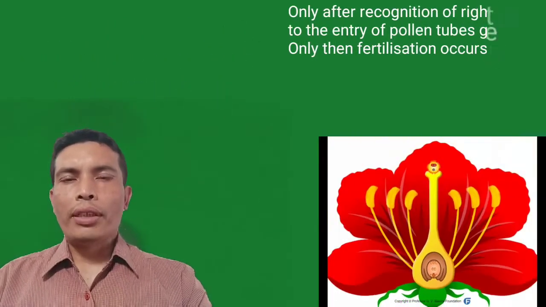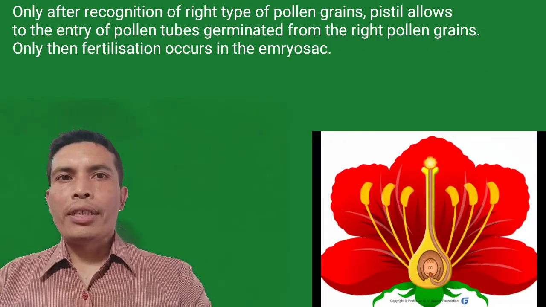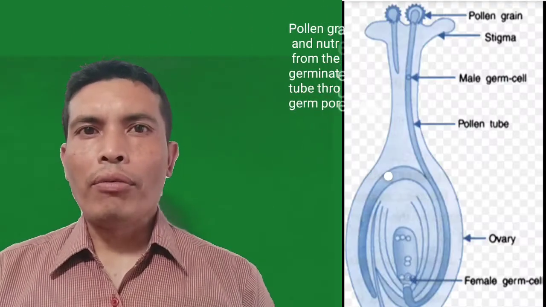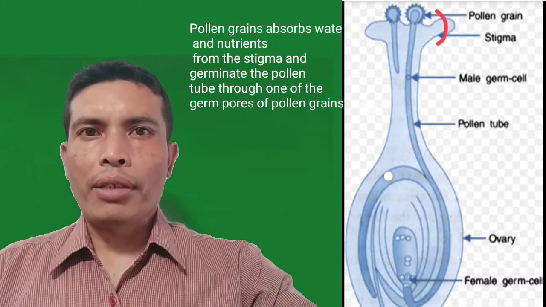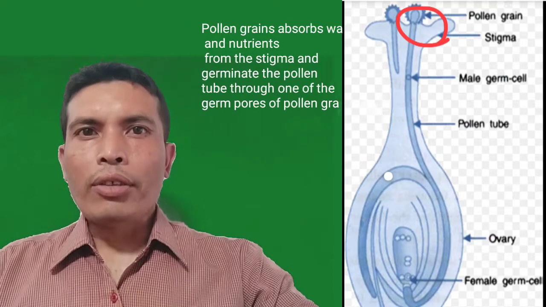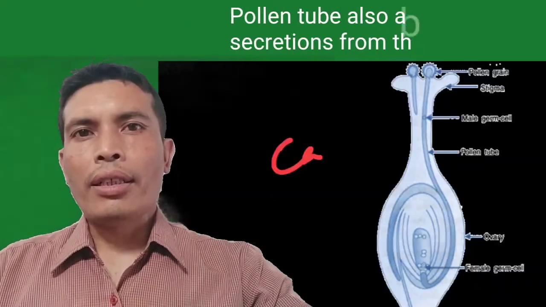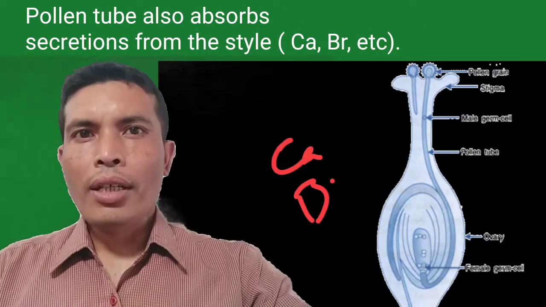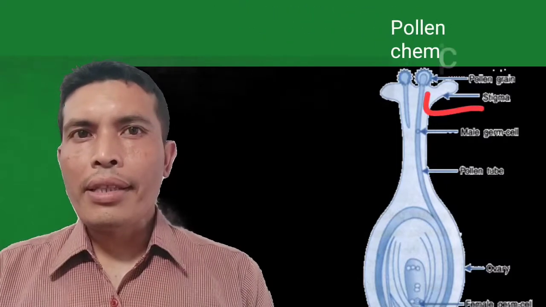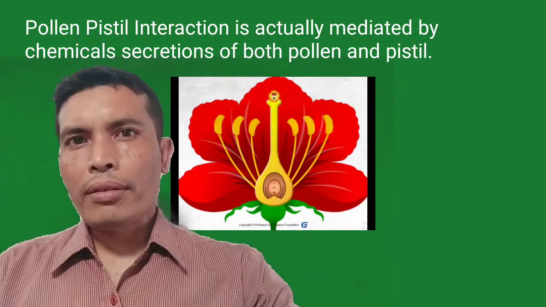After recognition of the correct pollen, the pistil promotes post-pollination events that lead to fertilization. The compatible pollens are able to absorb water and nutrients from the surface of the stigma and germinate to produce pollen tubes. Their growth and path through the style is also determined by specific chemicals like calcium, boron, etc. Pollen-pistil interaction is mediated by chemical components of the pollen interacting with those of the pistil. It involves the following events.